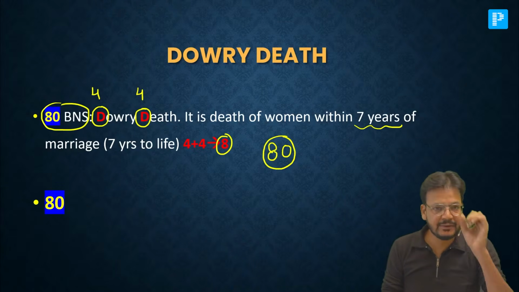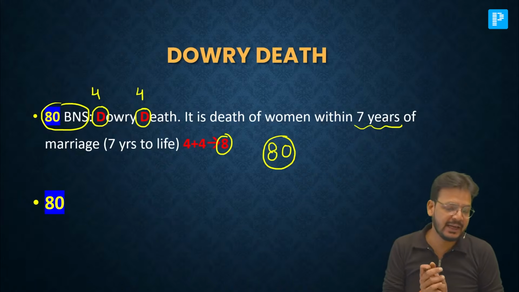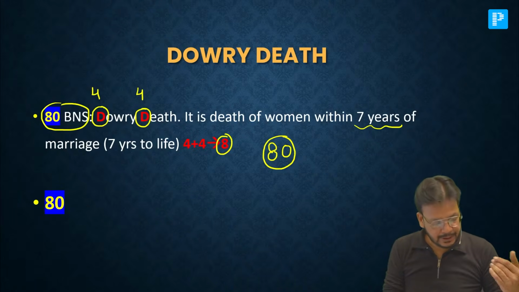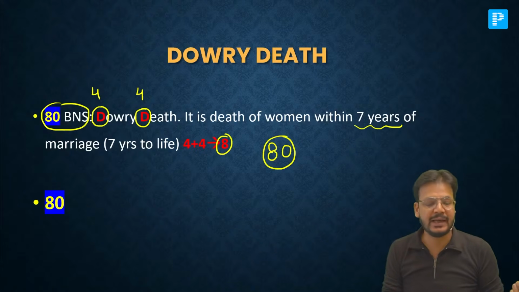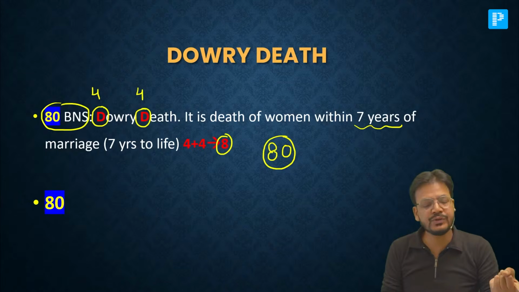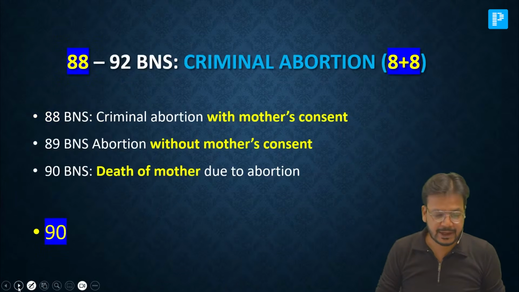Voyeurism is 77, stalking 78, dowry death 80. Perjury is defined under 227, perjury is punishable under 229. Okay, the whole trick is understood. False certificate is 2, 3, 4, because the true sequence is 1, 2, 3, so false comes after that.